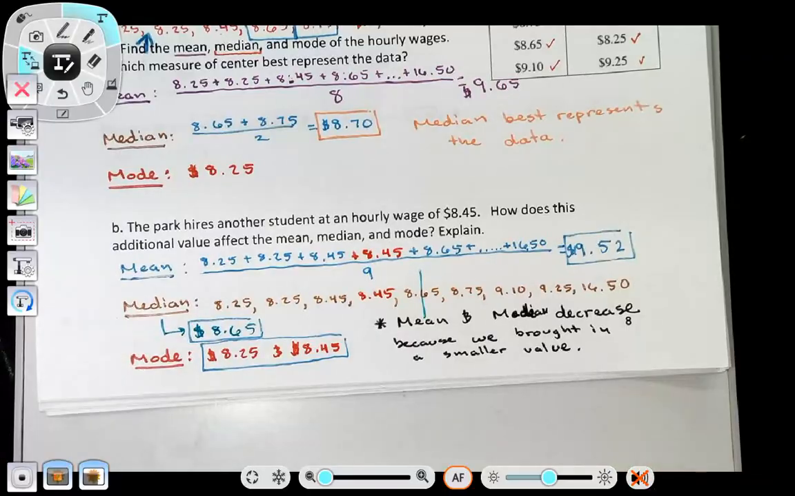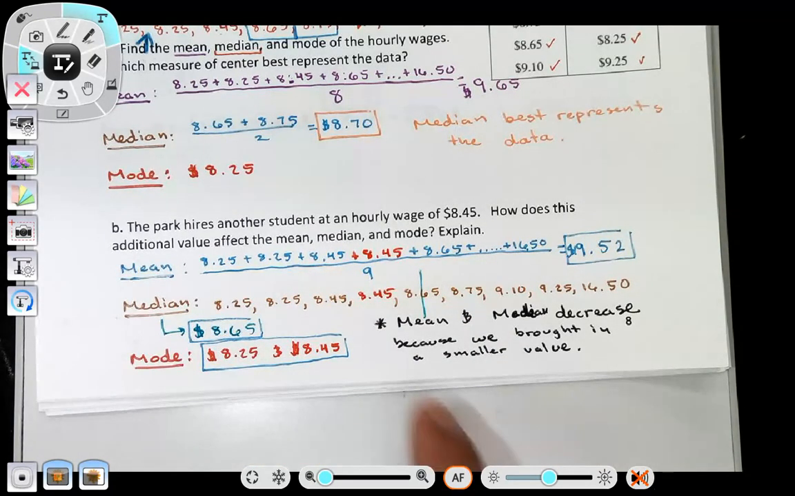Right? We brought a number in from the lower end. So because I bring a number in the lower end, well, then my median shifted lower. My mean shifted lower as well. So remember, we're just looking at data points. We're looking at numbers that they're going to throw at us. And it's really us just deciding, okay, well, how is it going to affect these numbers?